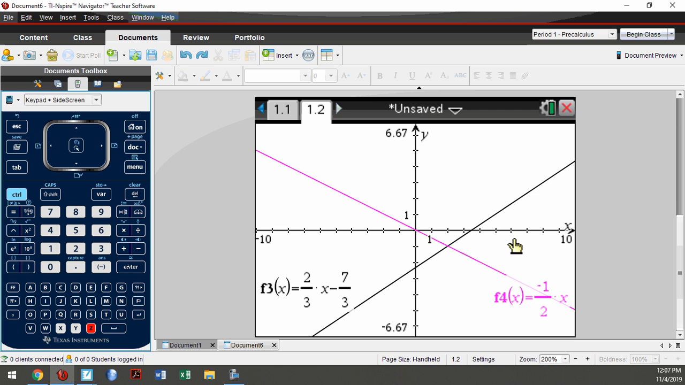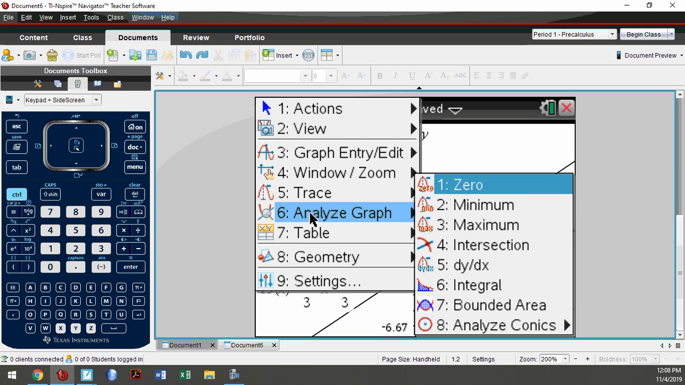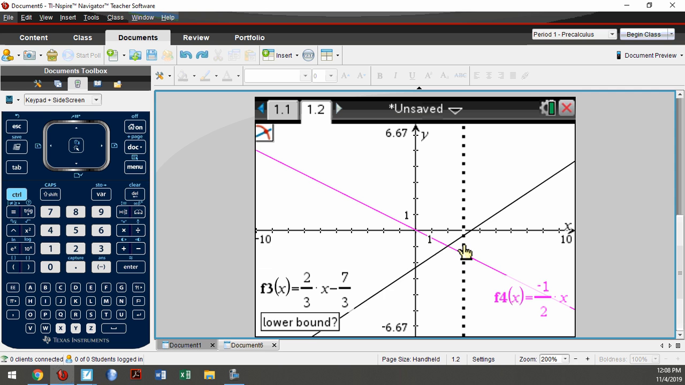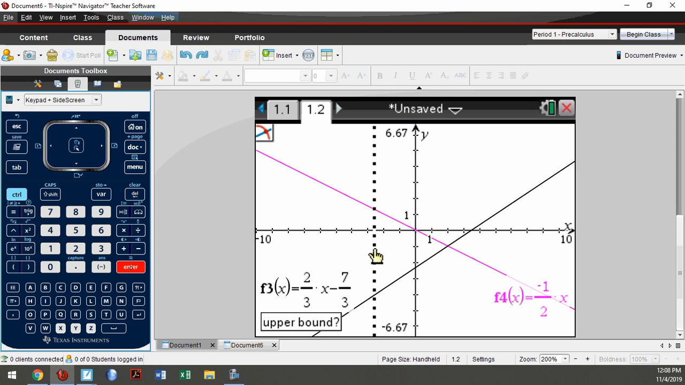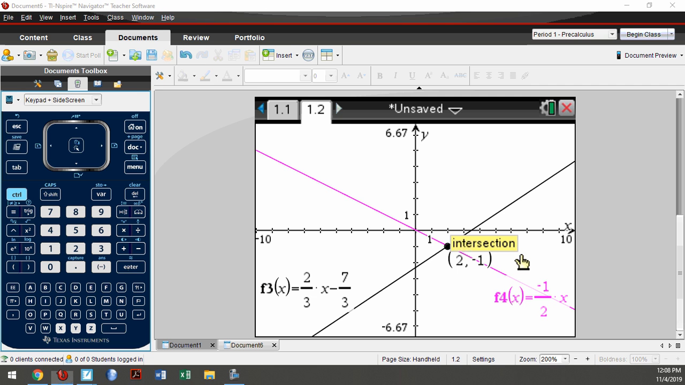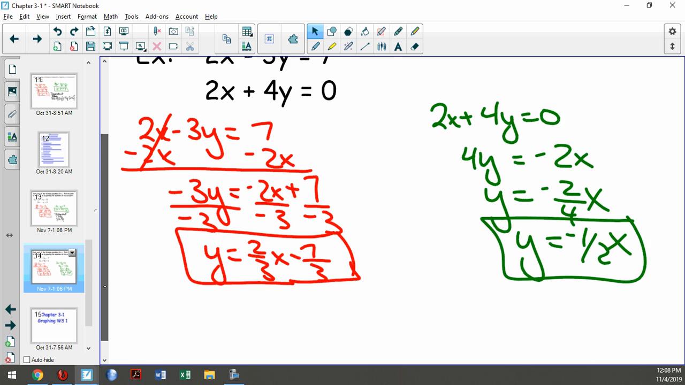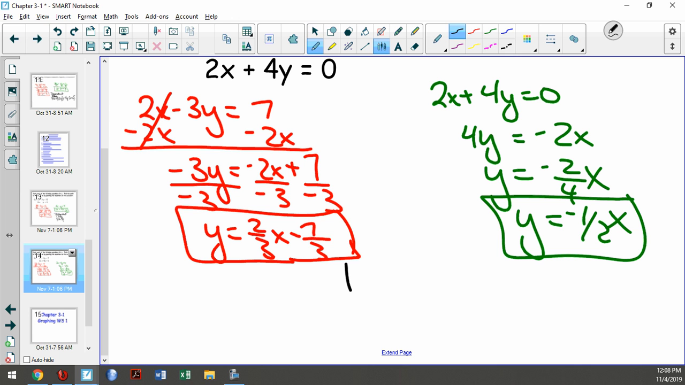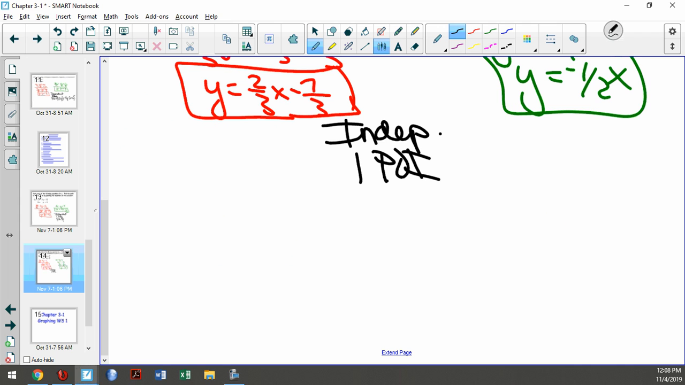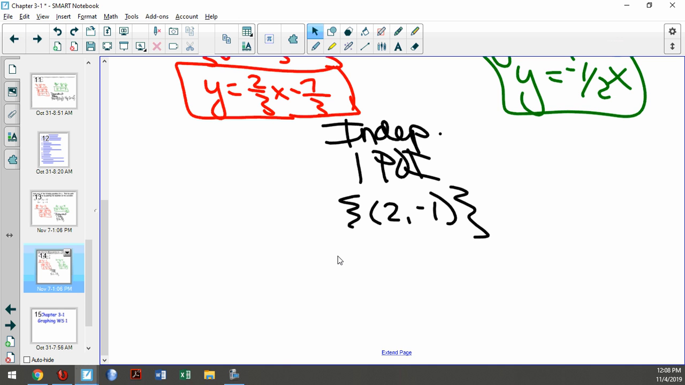So I'm going to hit menu, analyze graph, intersection. Gently go to the left and hit enter. Gently go to the right and hit enter. And 2, negative 1 is going to be your POI. Yes? So I know that this intersects at one place, making this an independent system with one POI, and that POI is going to be the point 2, negative 1. Do we understand that?